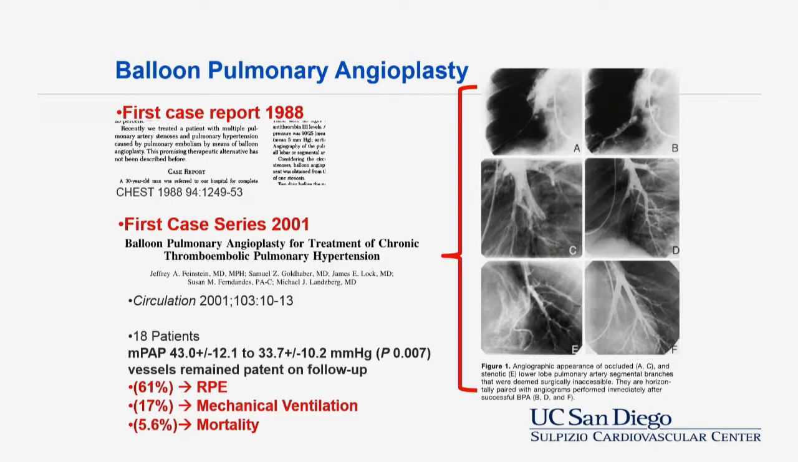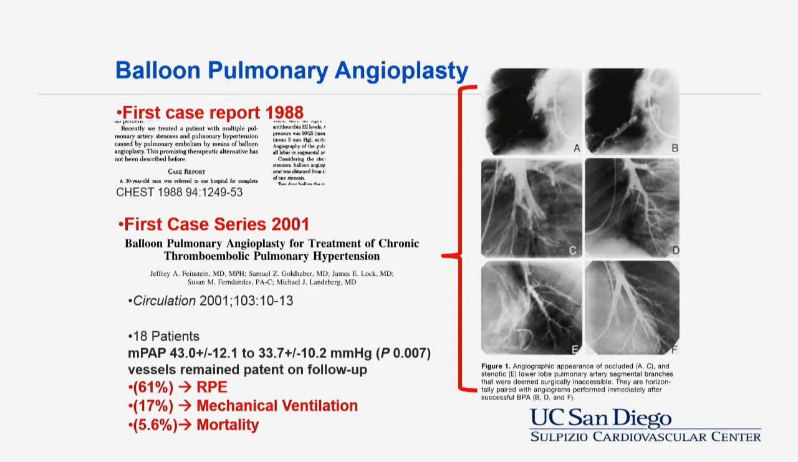Medical therapy-wise, there's only a single drug called riociguat that's been tested in a randomized manner for CTEPH, showing some benefit. So balloon pulmonary angioplasty, the first case report was 1988. The first real series was published in 2001 from the Boston Children's Group, and they were able to show that you can technically do the procedure, but the problem was at the very bottom.